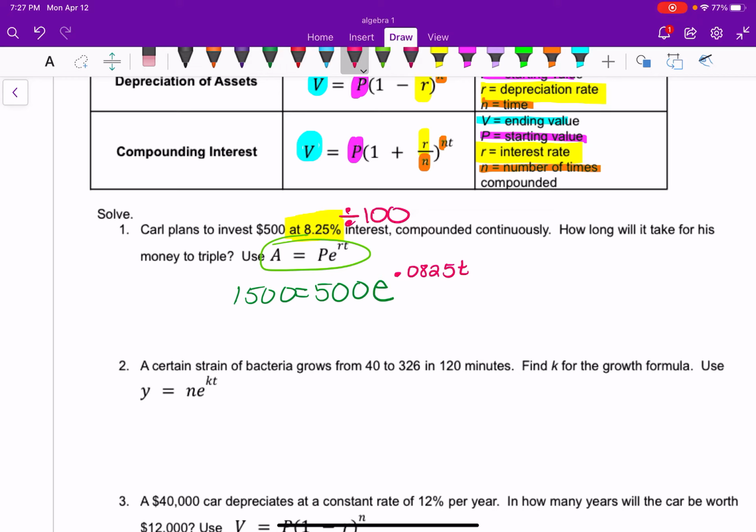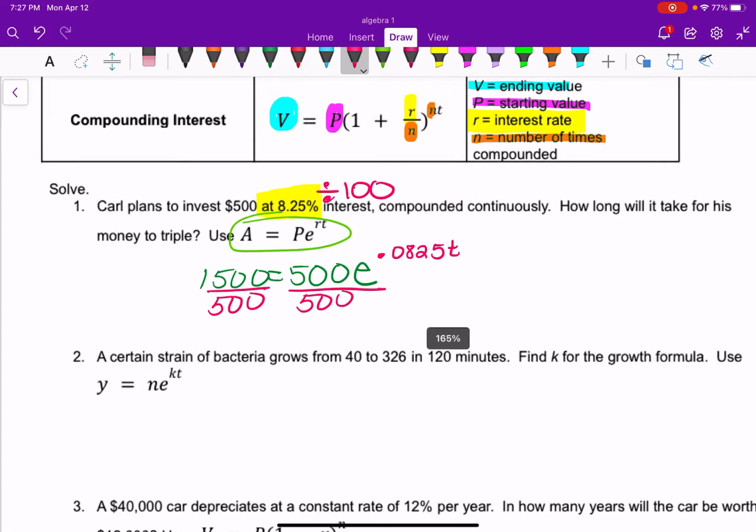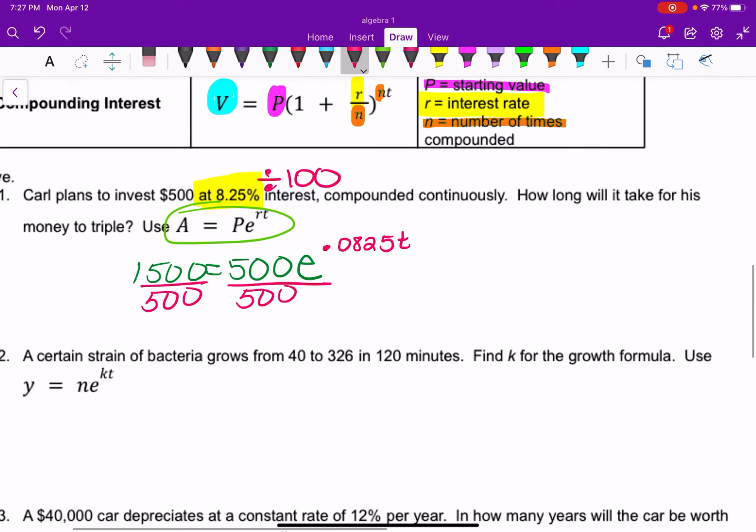So you should know how to do this. The first thing I'm going to do is divide both sides by 500. I want to get E as much as I can by itself. Okay? So I divide it by 500. So I'm going to just bring this over here so I have room. So now I have 3, which makes sense. We tripled it, equals E to the 0.0825t.